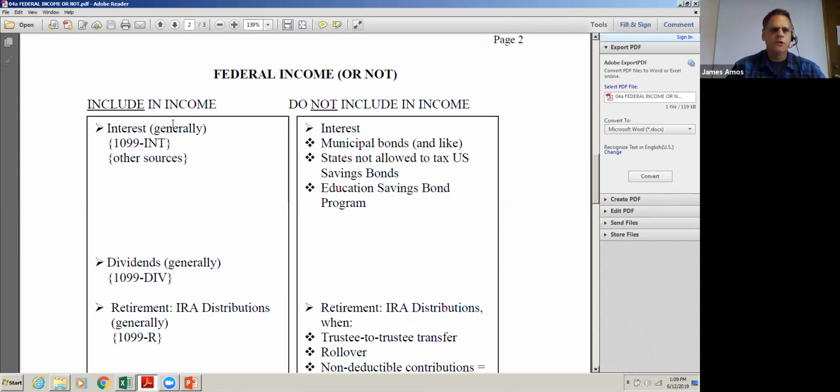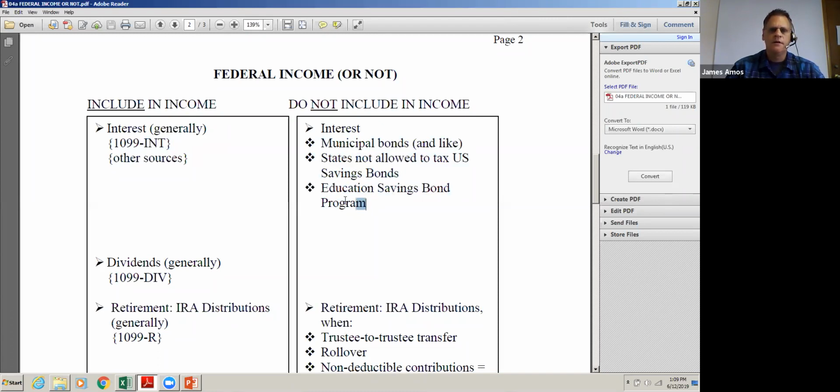So what to include in income? Generally speaking, you're going to include all interest income. It'll usually be reported to you on a 1099 interest, but there are some other sources for interest. What will you not include in income? You won't include municipal bonds or things like that. This is really about the states. The states are not allowed to tax U.S. savings bonds and educational savings bond programs.